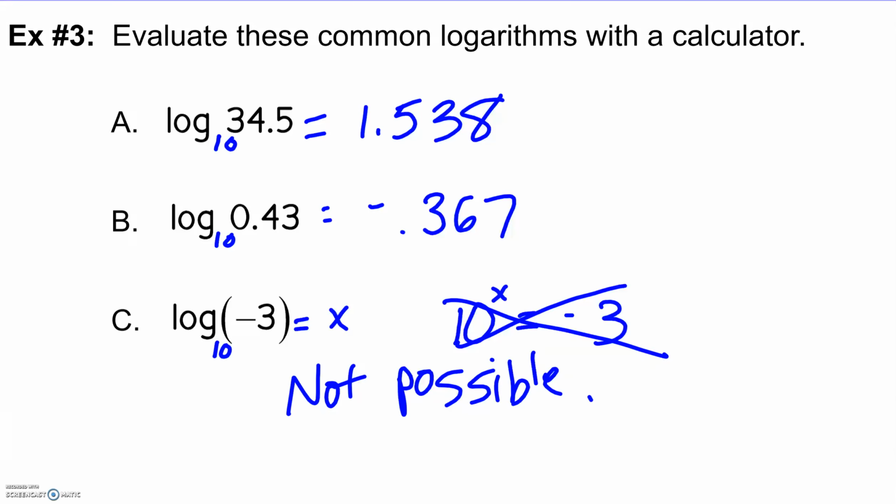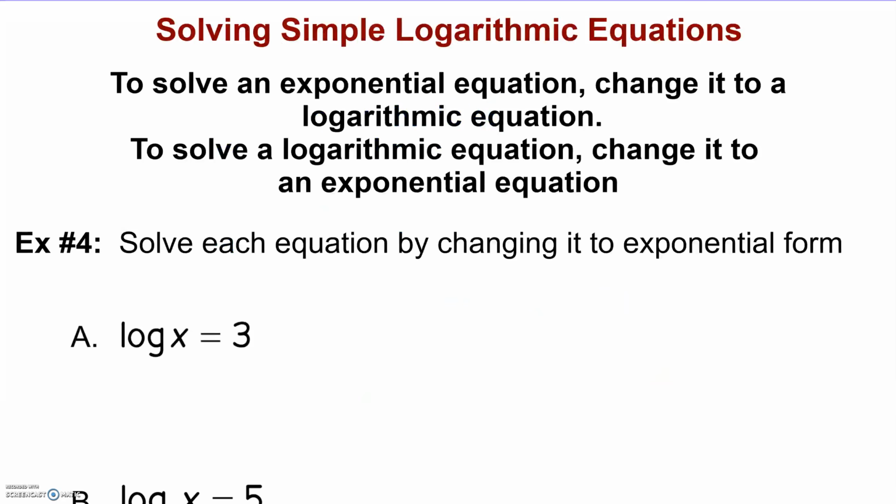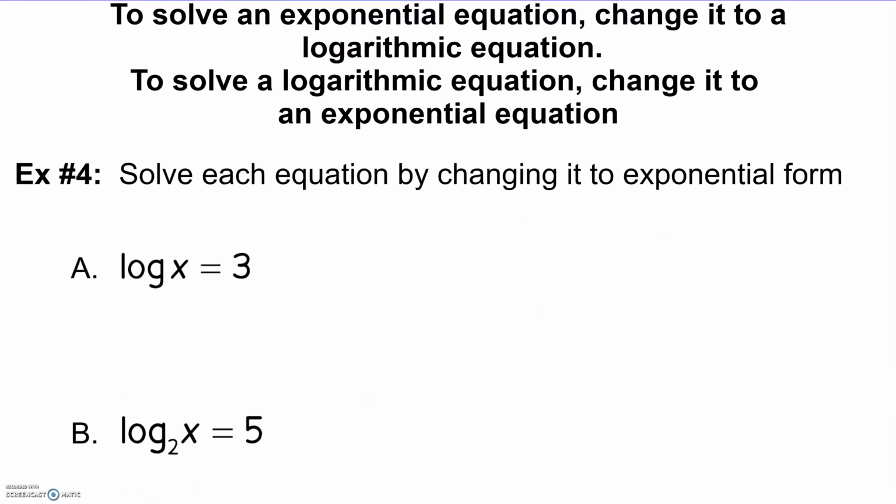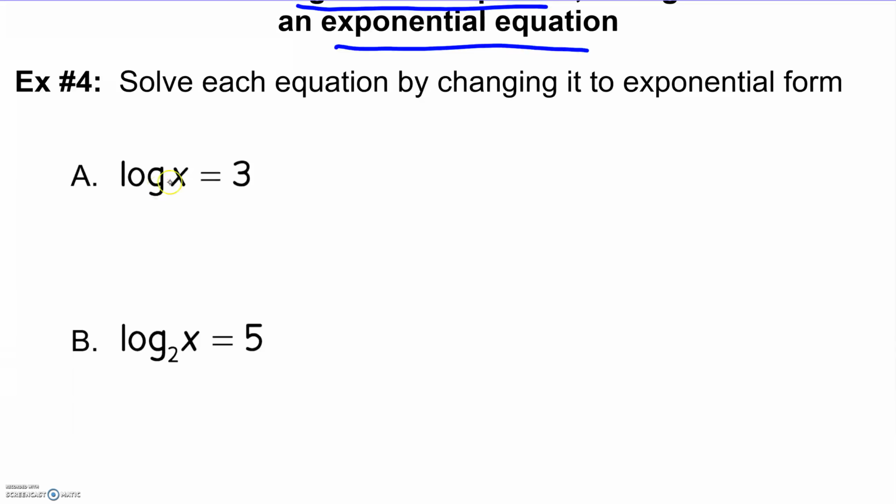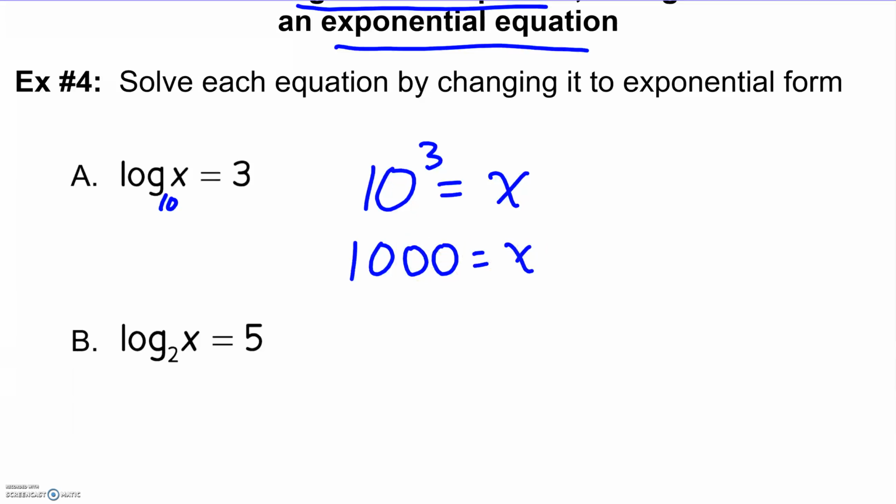Okay, moving on. Here we've got just some simple log equations to solve. To solve those, you change the exponential into a log, or if it's a log equation, change it to an exponential. So here we have a couple of log equations, and we're trying to solve for x. So remember, 10 is the base, and then just change to the other form, 10 to the third power equals x. And then we all know that 10 to the third is 1,000. So on that first one, x is 1,000.